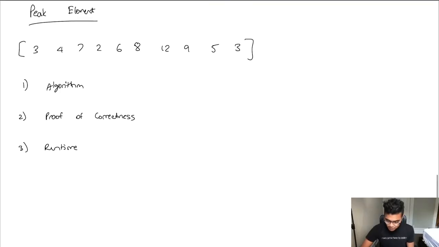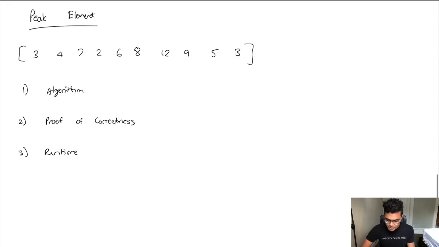All right, so in this final section of the video, let's go ahead and discuss a very simple algorithm, the peak element problem. Come up with an algorithm, prove the correctness, and the runtime of this problem. So let's dive right in.